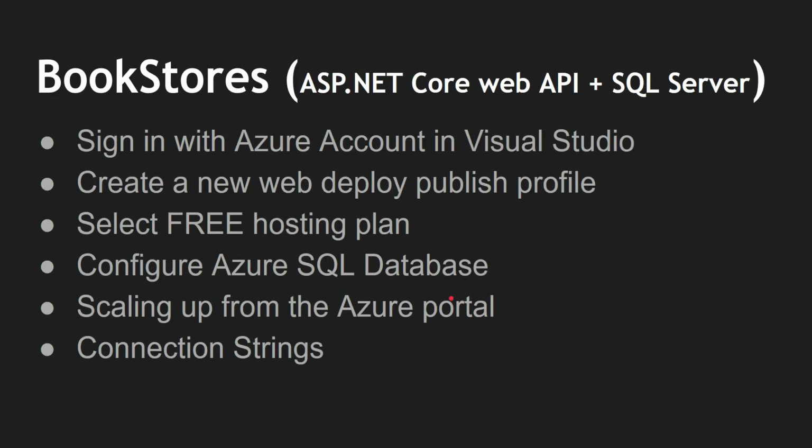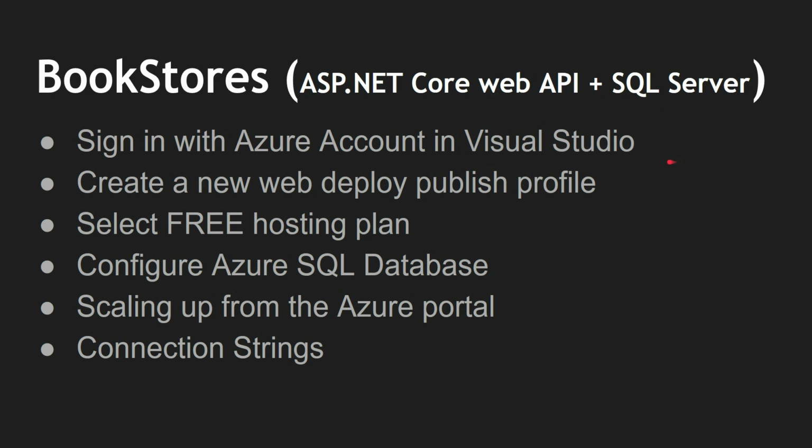To get started, I'm going to deploy my Bookstores application to Azure. Bookstores is an ASP.NET Core Web API project with SQL Server as backend. If you want to know how I build this, it's a YouTube playlist and the link is in the video description. I also deployed the SQL Server on Azure. So if you want to know how you can migrate your local SQL Server to Azure SQL database, you can check the link in the video description too.